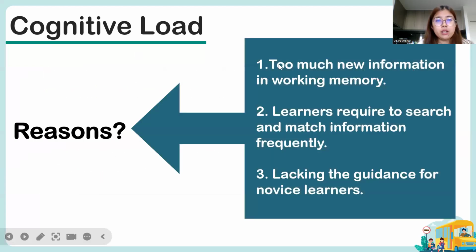And how will cognitive load arise? Here are three reasons I want to show you. First, when there is too much information in working memory, the students may feel anxious and irritable, and the capacity of the working memory will be overloaded.